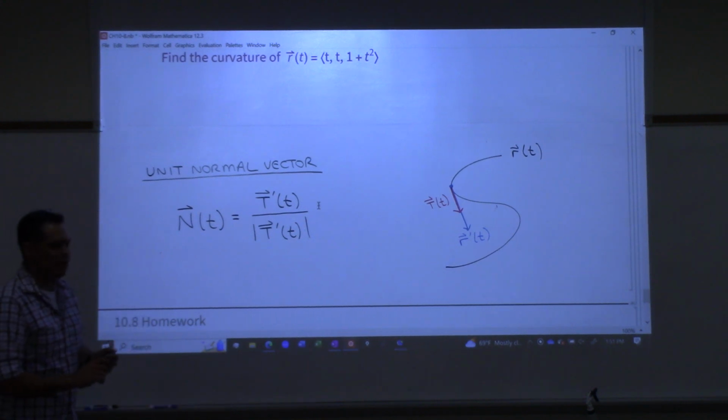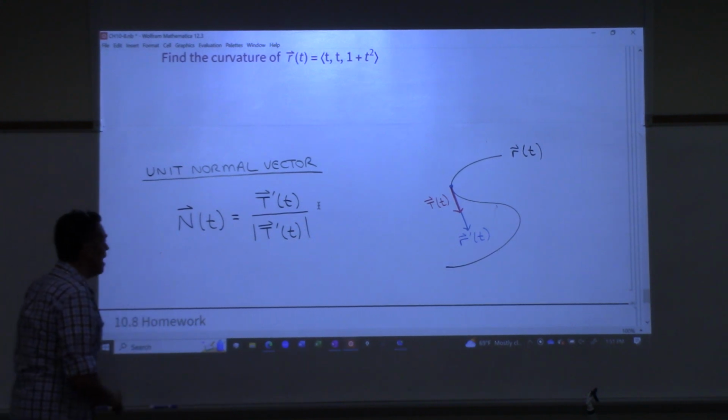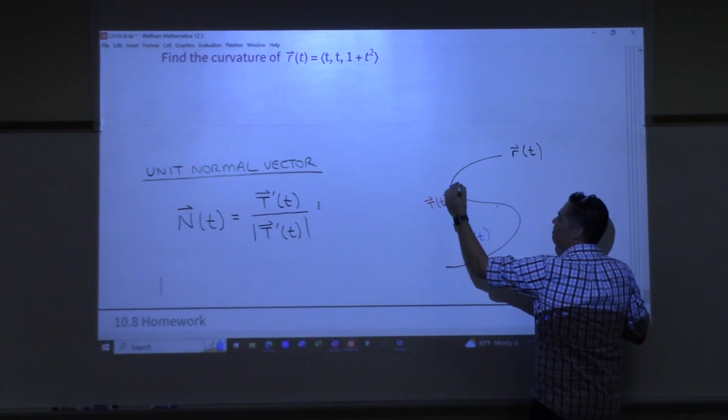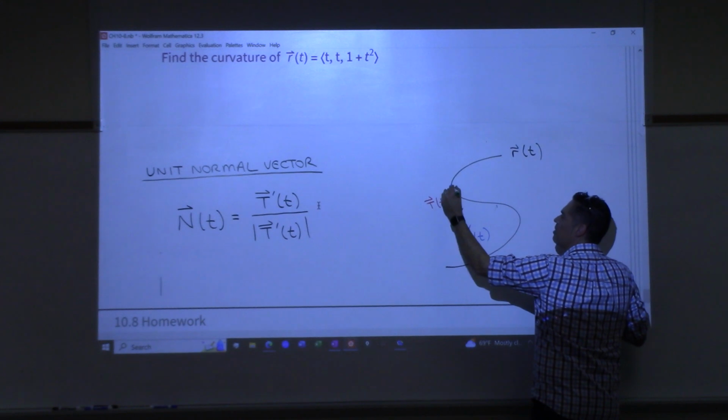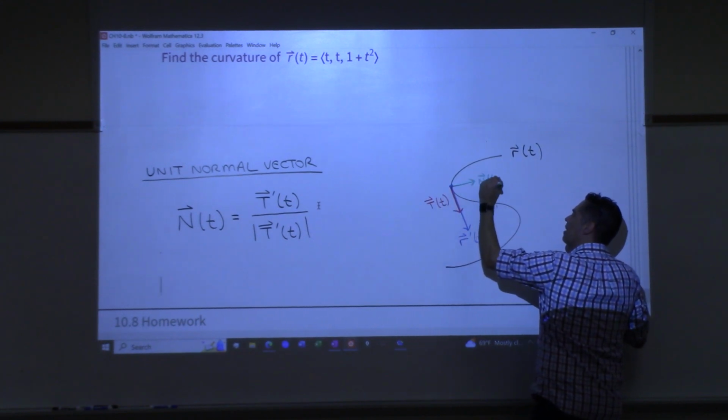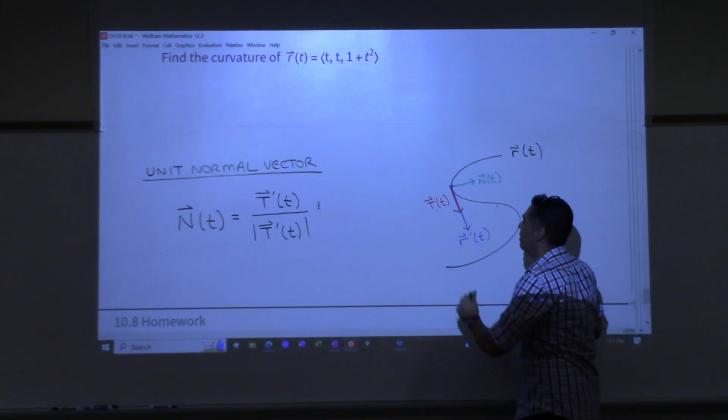I'm not going to get too much into it, all right, because I don't want to drag us off topic. We'll need this vector later, though. So this can be in different directions. I'm going to just draw it like this. That's our N of t, all right, orthogonal.